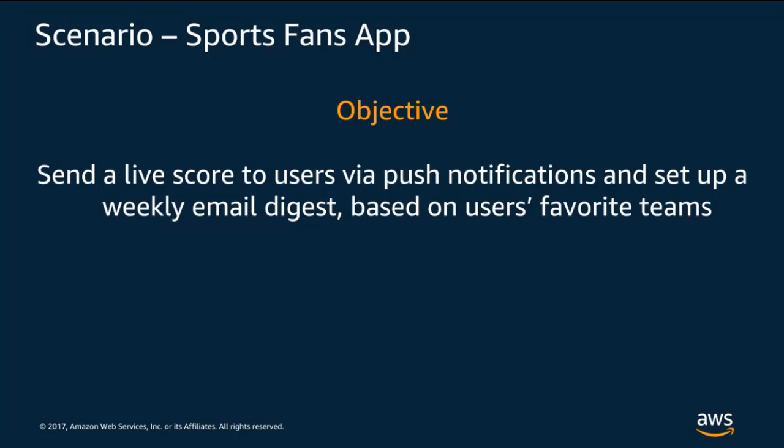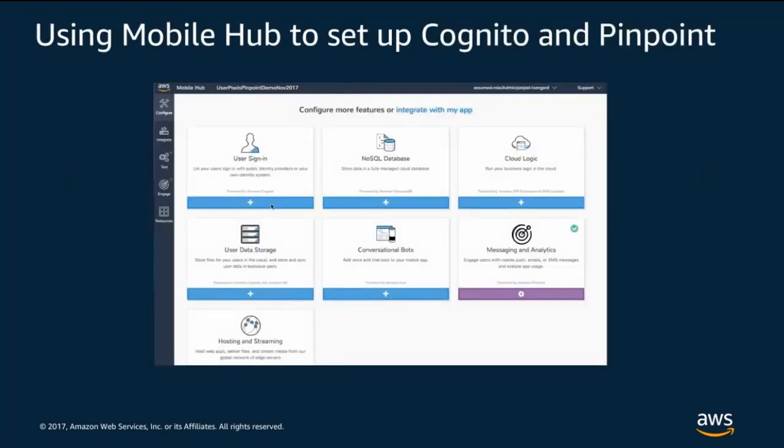In parallel, either you or a marketer at your organization wants to set up a weekly email digest based on the user's favorite team or favorite player. So this would be this weekly email that talks about the events that transpired during that week, specific to the teams or players that the user is interested in. So that's the objective that I'm now going to try and achieve through Pinpoint and Cognito. Let's see how that works.